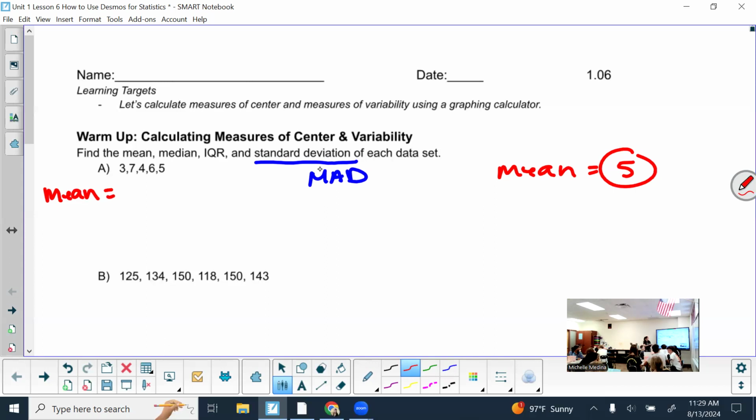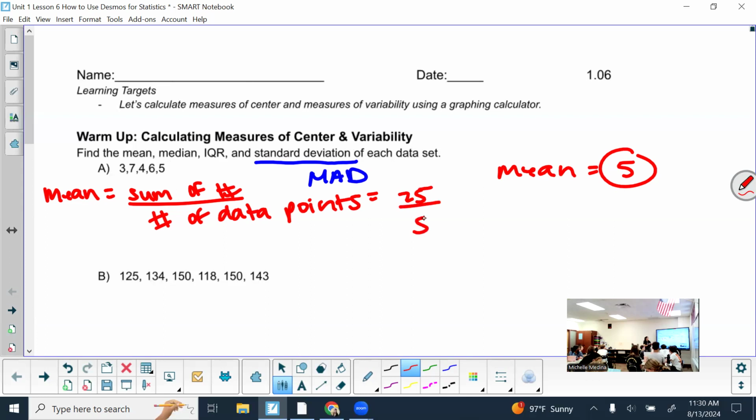Abram? It's all added up, divided by how many numbers are in the set. Okay, so you add up all the numbers, take the sum of all the numbers, and then you divide by your number of data points. However many numbers you added together. Let's see. Quick math, 25 is the sum. Divided by 5 is 5, so that is correct.